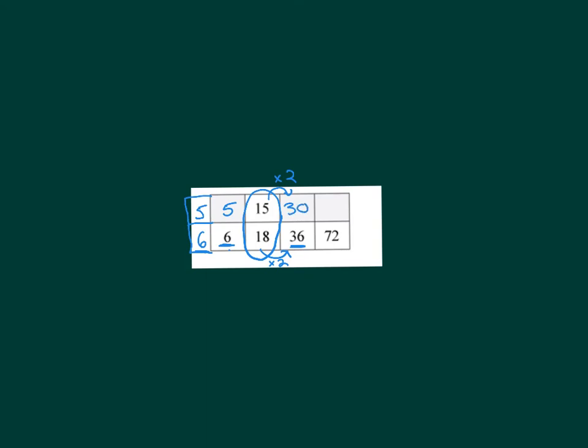Now I want to solve for 72. What number will go with 72? I could just double 36 again, but I want to show you that you can do it with any number within your ratio table. So I'm going to look at 6. I know that 6 times 12 will give you 72. So I know that the answer that's going to go in this box is going to be 5 times 12, which would be 60. So that's the basic idea with the ratio tables and how to solve them.